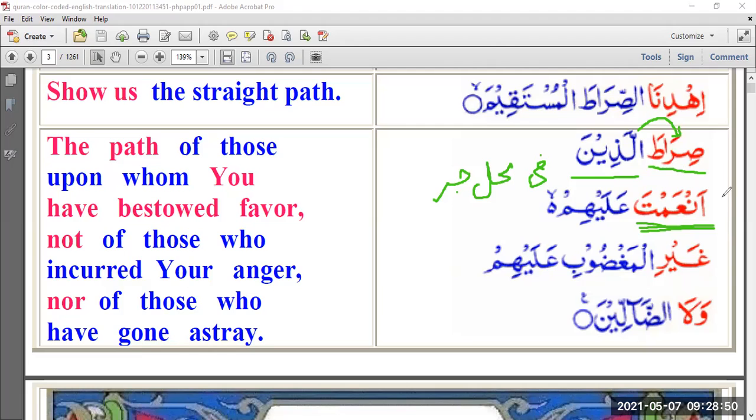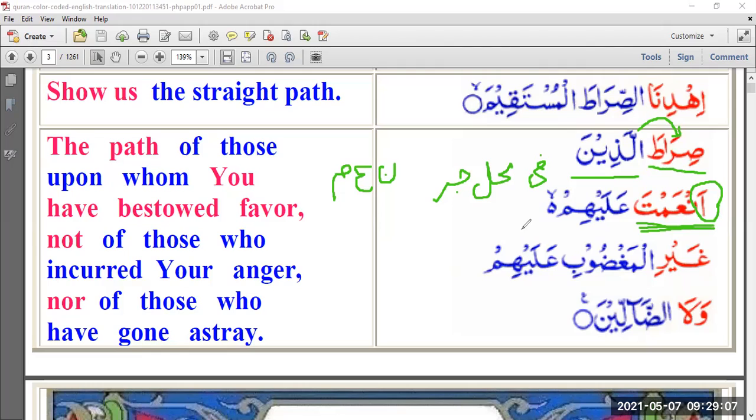Let me write the root letters. It is noon, ain, meme. But we can see one alif also in the beginning. This is, I think, because of family four.